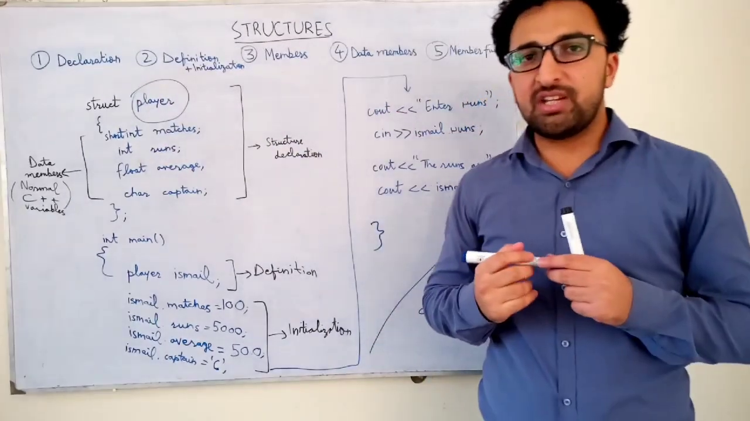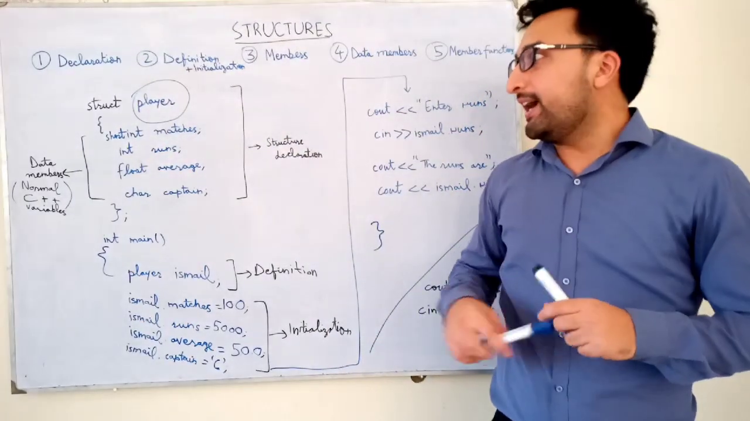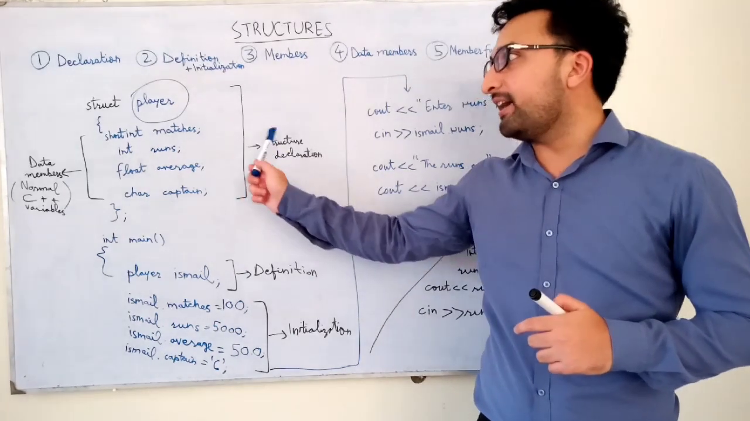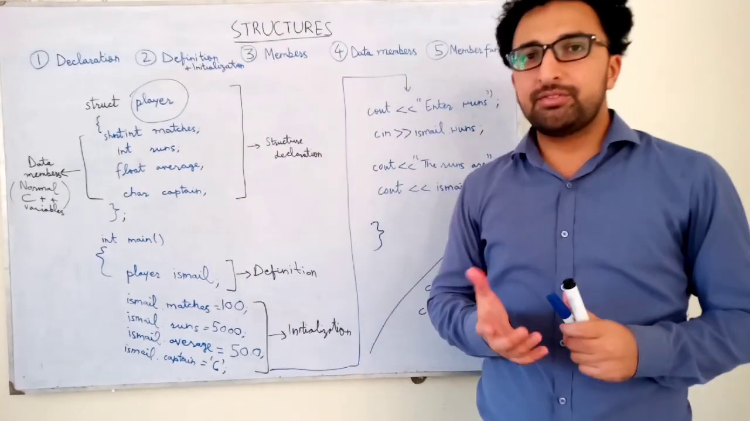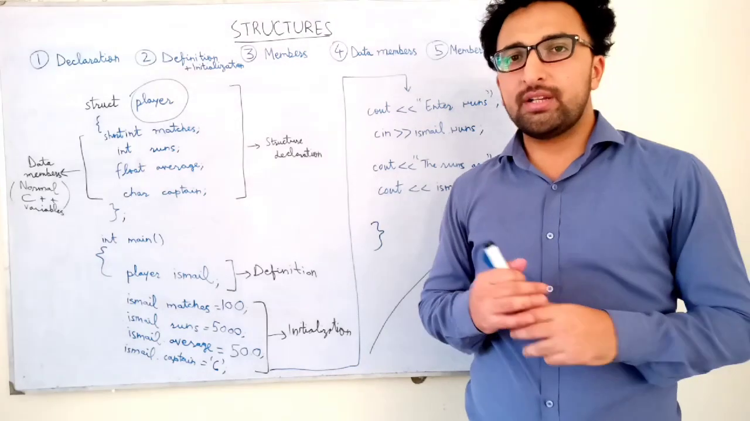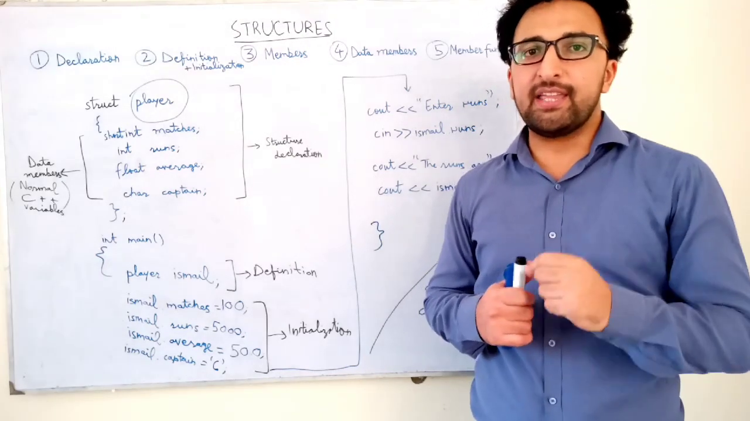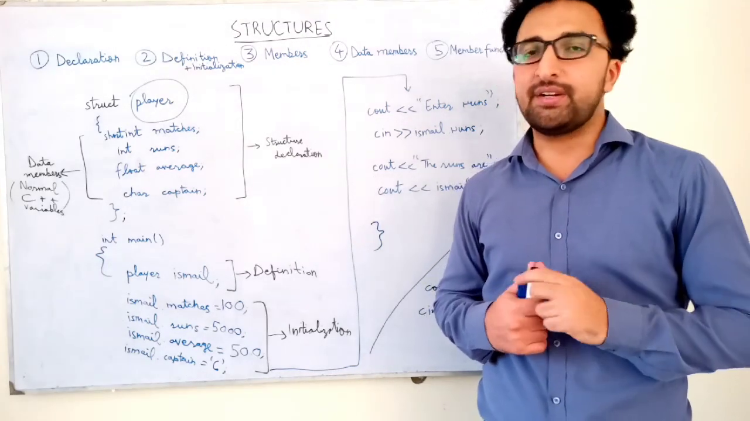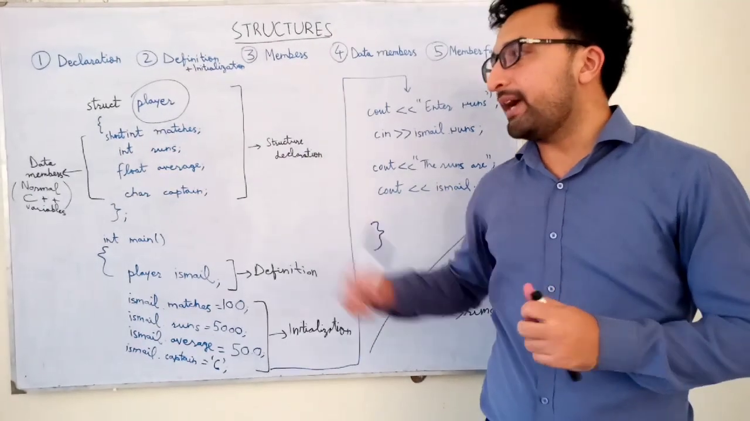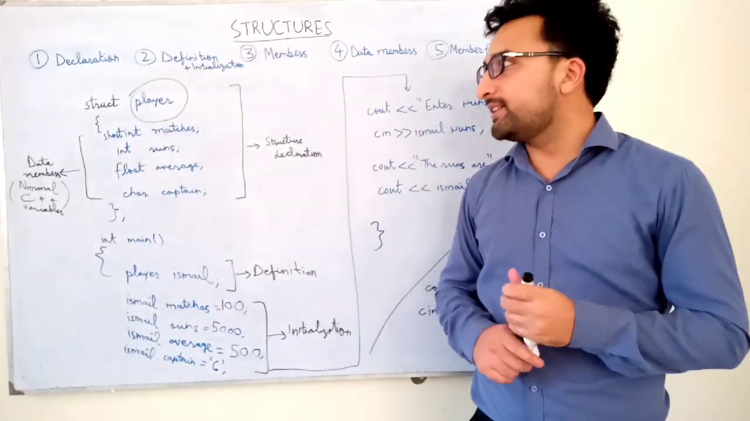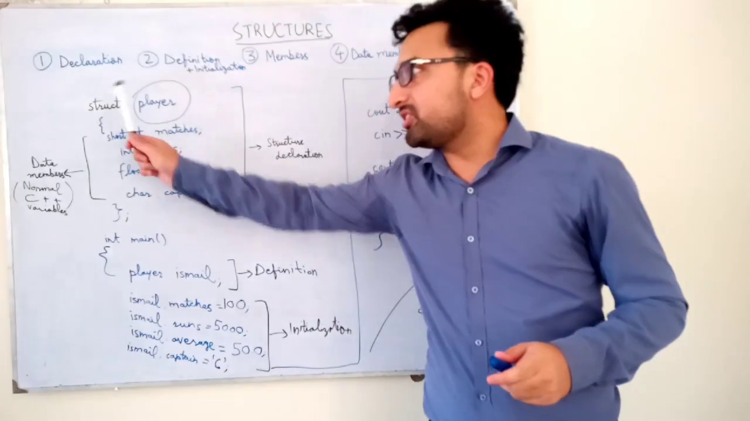We know that a structure is a user defined data type. We have declared it ourselves first. It is not already defined at the backend like ints, floats, characters, etc. It needs to be declared by ourselves first. How is it declared? It is declared by using the struct keyword.